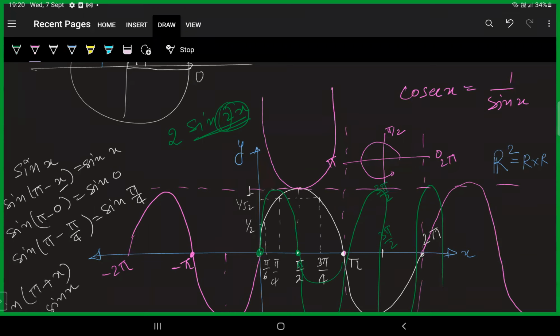See, first, if you want to find cosec of 2x, right? So first you got sine of 2x. Partition. Now again, this. Okay, that's how we are going to do the transformations.